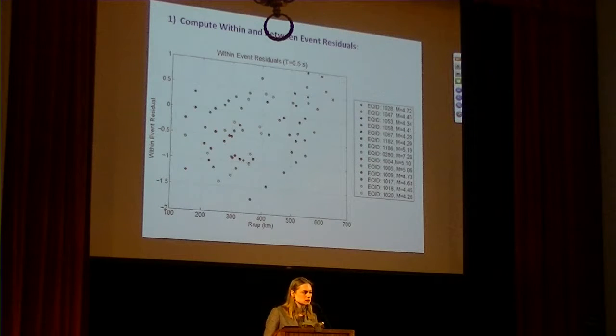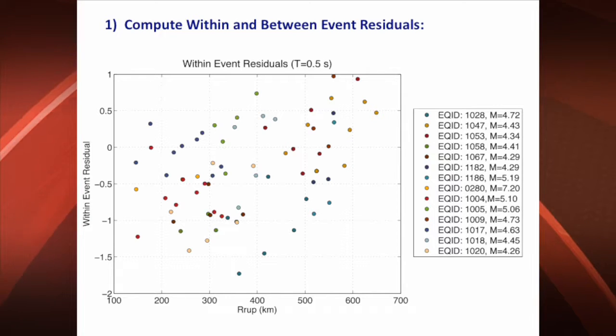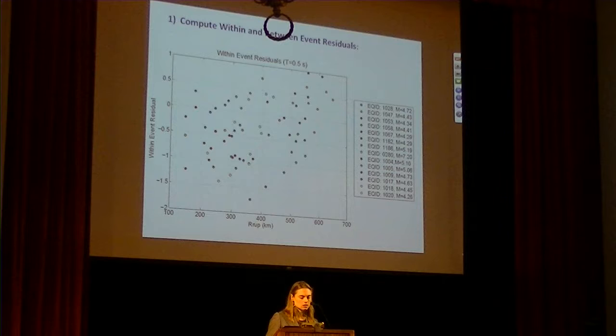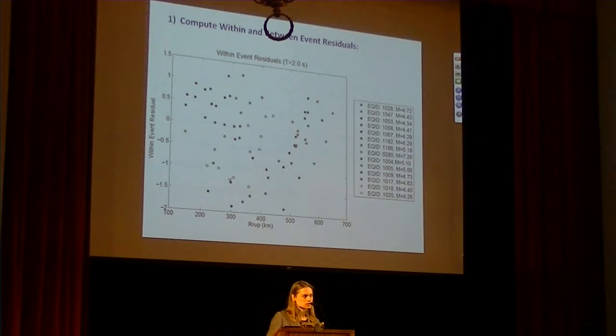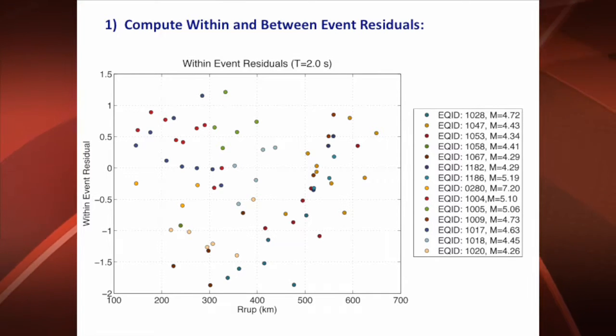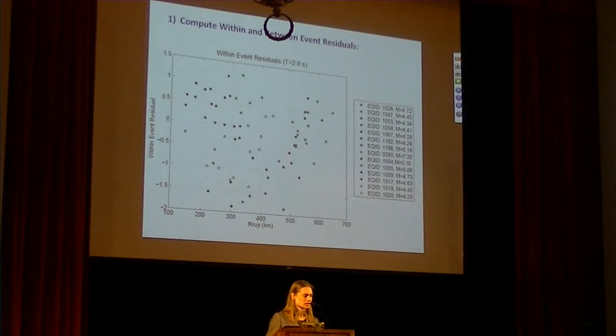Okay, so this is a plot of the within event residuals at those 9 stations surrounding Palo Verde. So we have 14 earthquakes in our data set, and they're color-coded by earthquake in this plot. So this is at 0.5 seconds. And then these are the within event residuals at 2 seconds. So on all the plots, I'll show 0.5 seconds and 2 seconds.